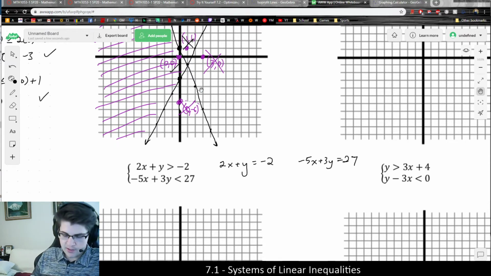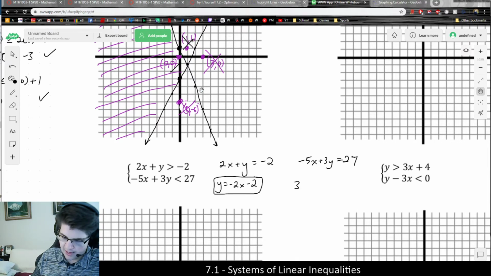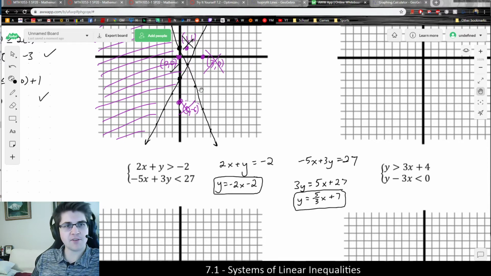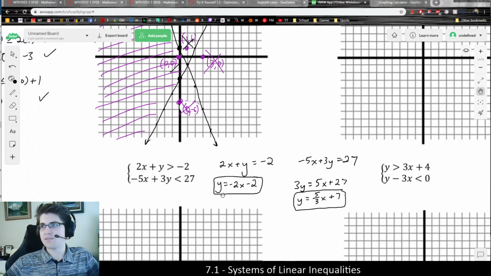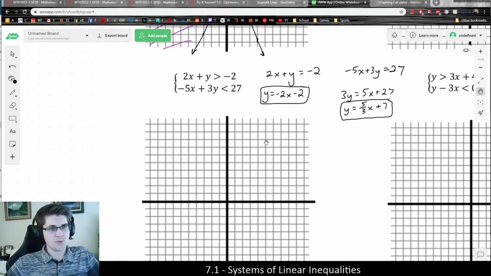What I could do is solve these for y so that I would put it into slope-intercept form. That way I can graph it a little bit easier. So the first equation is going to have a slope of negative 2 and an intercept of negative 2. The second equation, I would want to add 5x to both sides and divide by 3, which would give me 5/3 x plus 7. So the second equation is going to have a slope of positive 5/3 and an intercept of positive 7. And so I want to graph each of those lines.